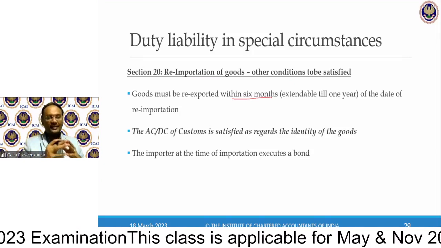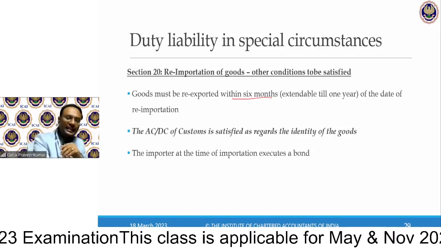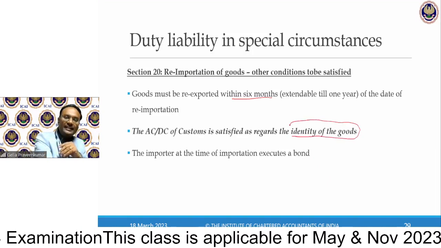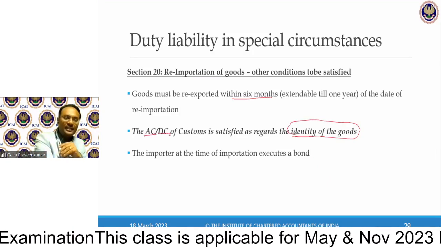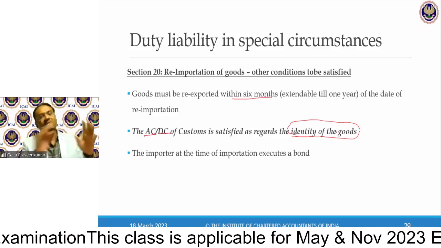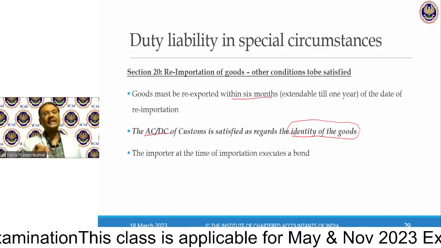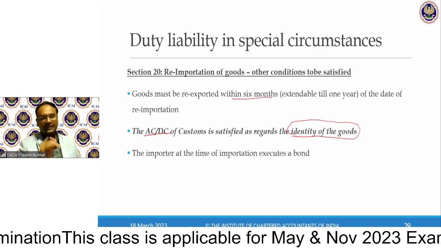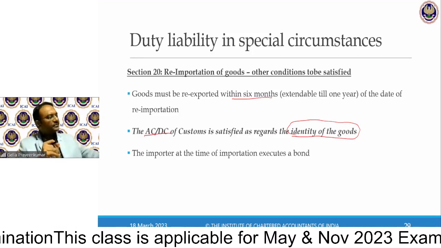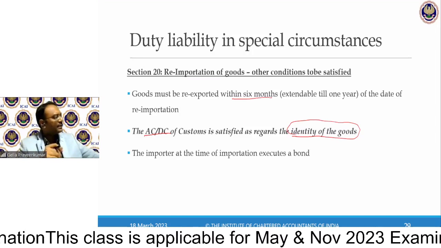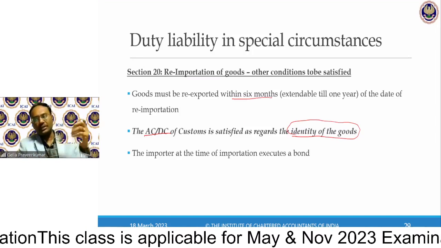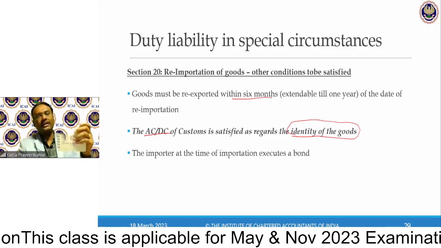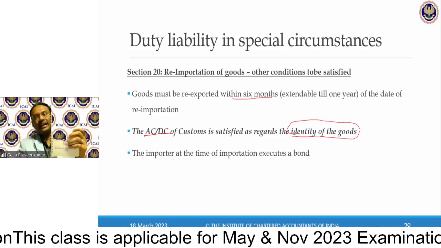Similarly, when you're sending it back, the identity of the goods should be established to the satisfaction of the Consent AC or DC. Theoretically, this is just one line. Practically, these are the cases where most of the applications under customs are rejected. For the reason, I'll just give an example. Say I have a notebook. So this is my notebook. Now this is looking like a notebook, but I call this a digital library.